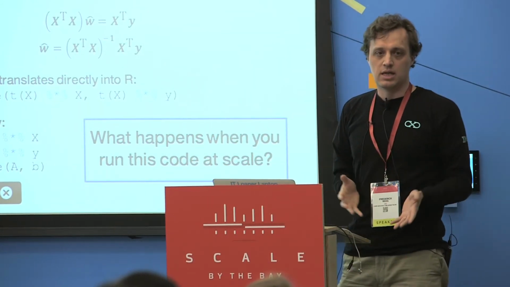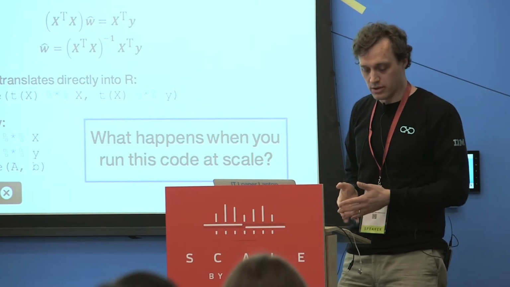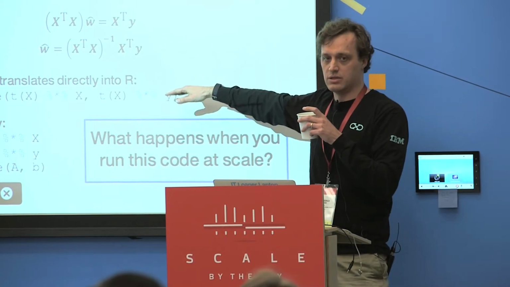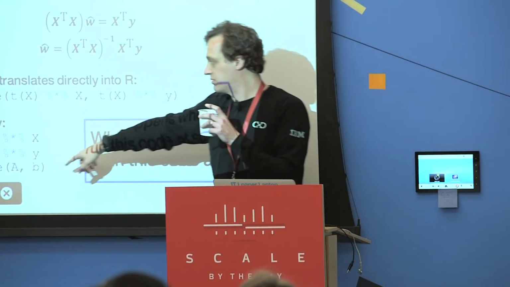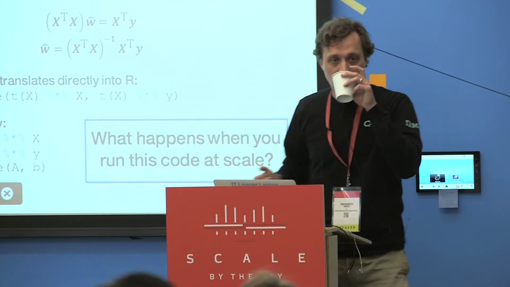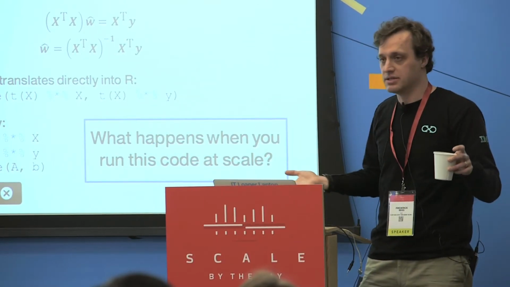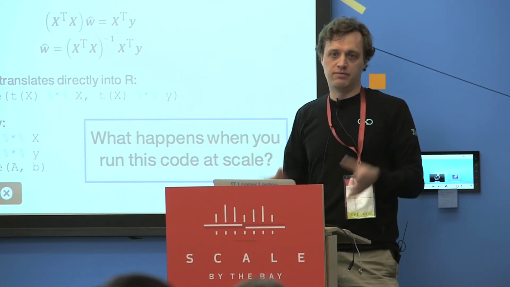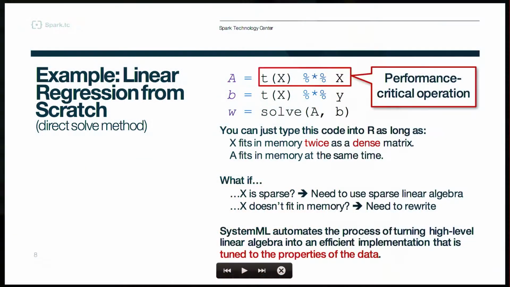If you're writing in a high-level language such as R or Python with NumPy, you can translate this equation directly into code, or in a slightly more verbose form, these 3 lines of code. So with linear regression and 3 lines of code, this will scale reasonably well up to whatever fits on your laptop. In particular, these 3 lines of code, if you just type them into R, will scale up to the point where your original matrix X of features fits into memory twice as a dense matrix. And you can also fit the result A in memory at the same time.